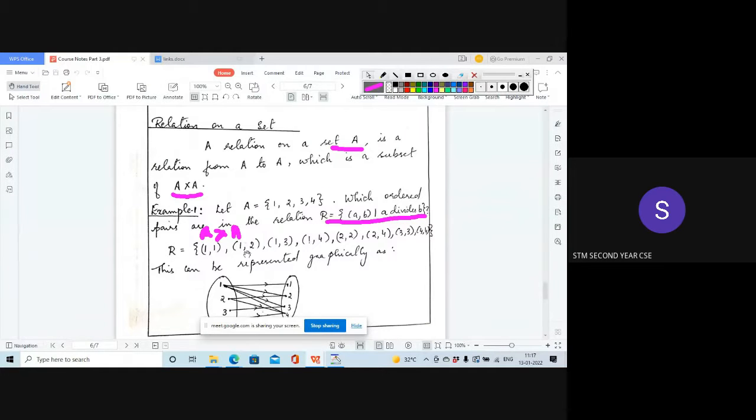So there will be 16 elements, and out of these 16 ordered pairs, those ordered pairs that satisfy the a divides b relation are added to this relation set. And that is 1 divides 1, 1 divides 2, 1 divides 3, again 1 divides 4, then 2 divides 2, 2 divides 4, 3 divides 3, and 4 divides 4. These are the ordered pairs that satisfy the a divides b relation.